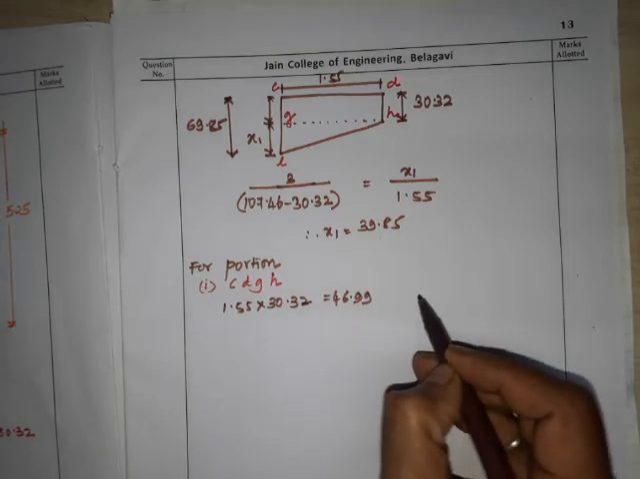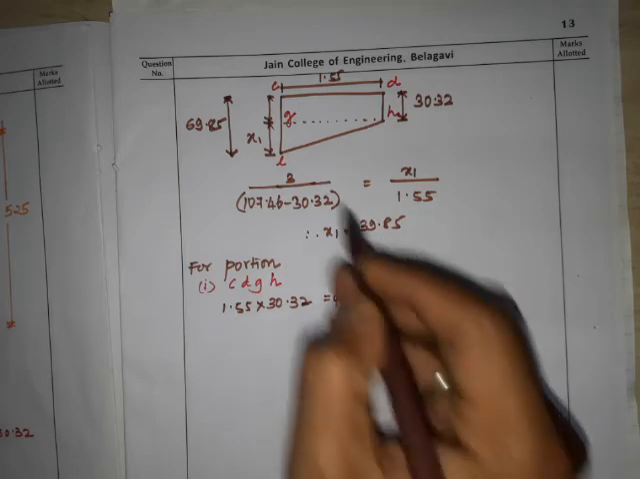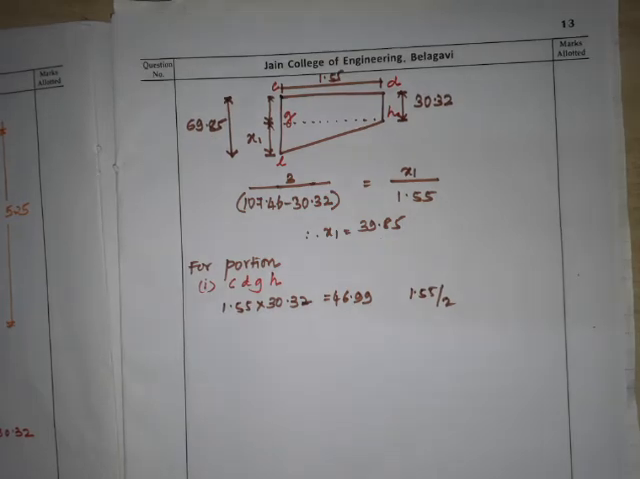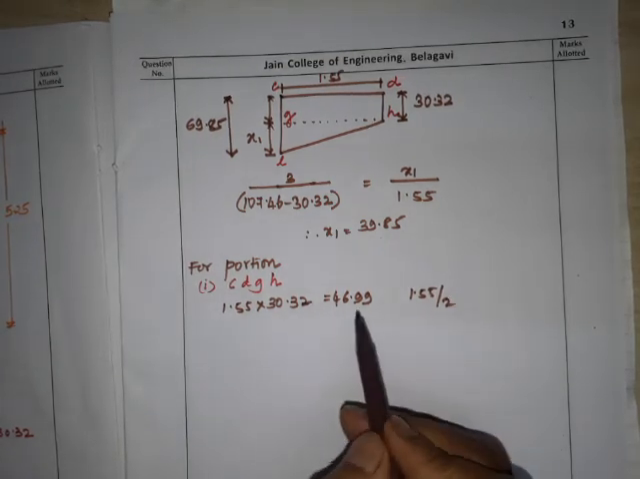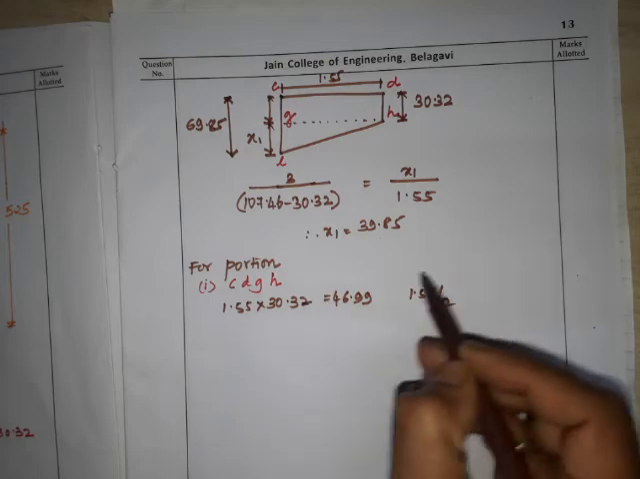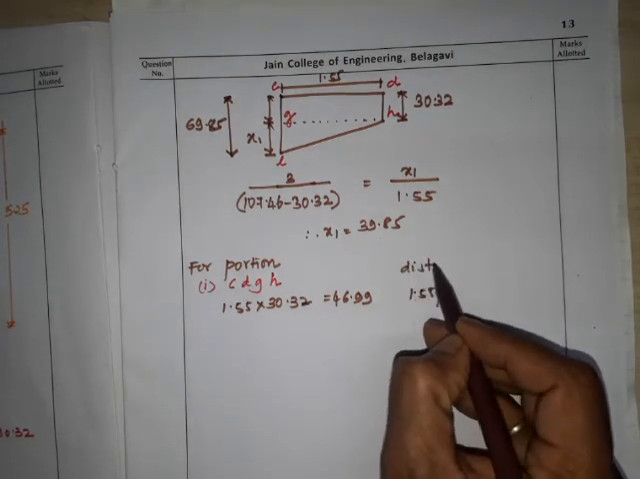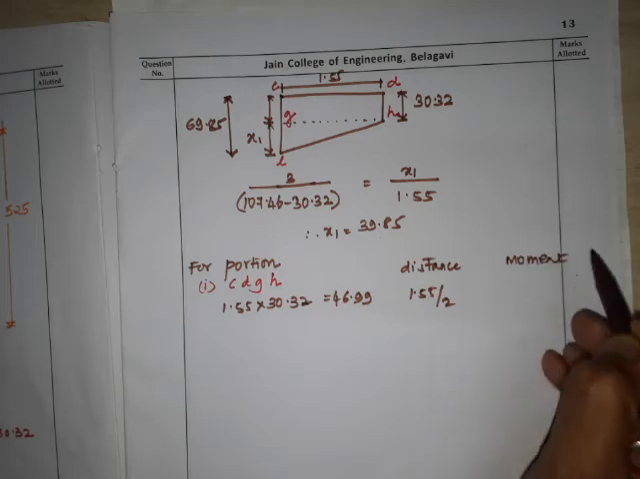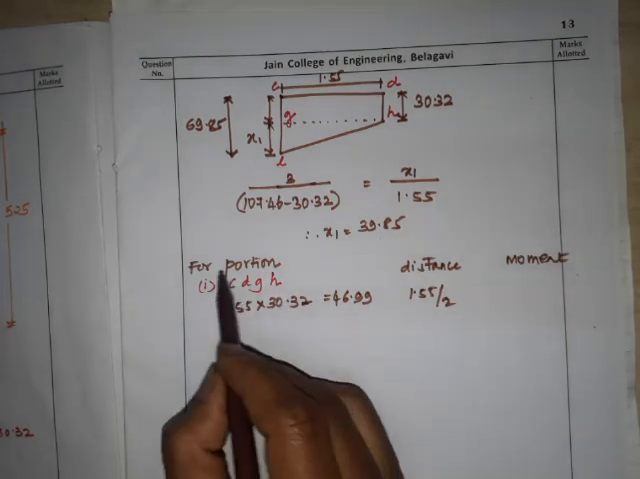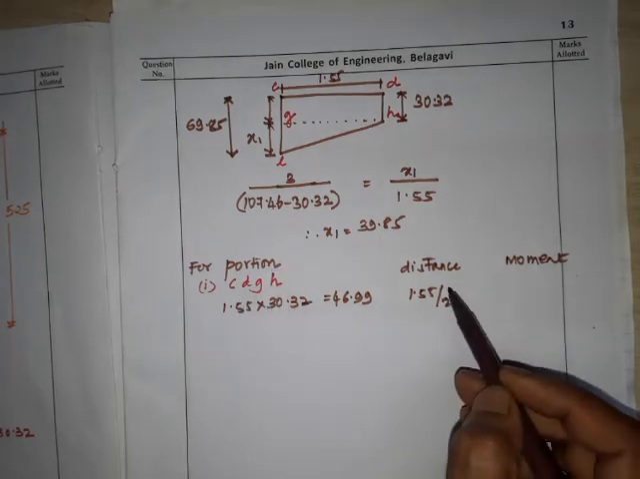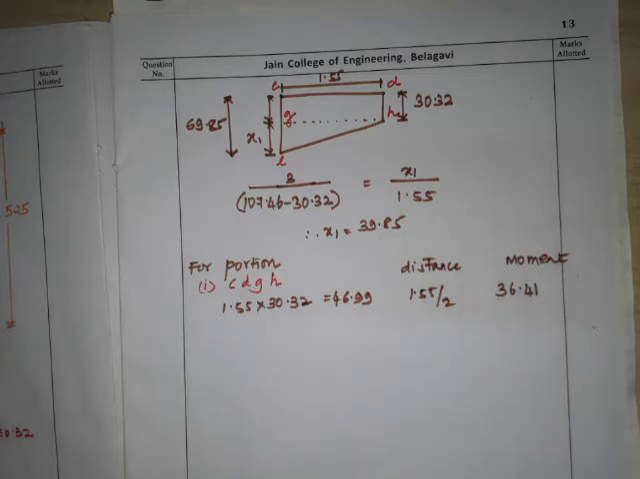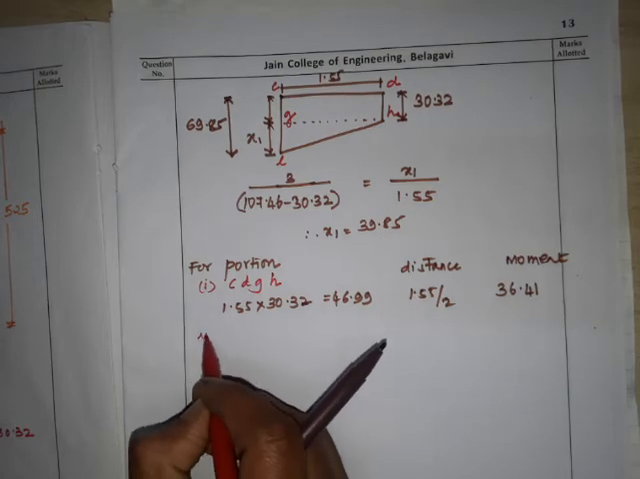Okay, so we got this as 46.99 and the distance is again 1.55 by 2 because it's rectangular and we have to consider the forces here, 1.55 by 2. After multiplying this, we get moment. So this is also the same table: force for portion CDGH, distance, moment. So we got this as 36.41.